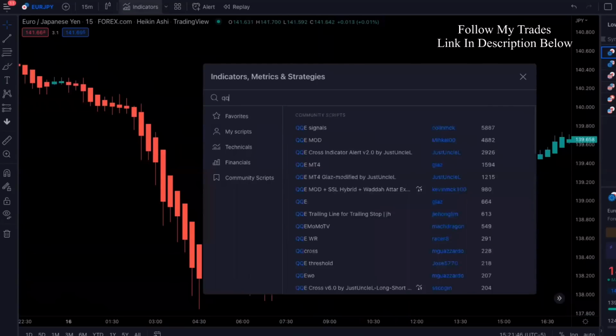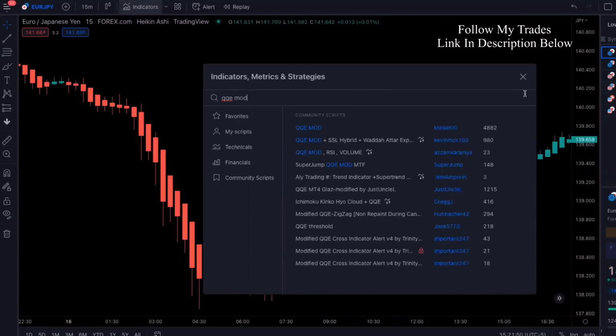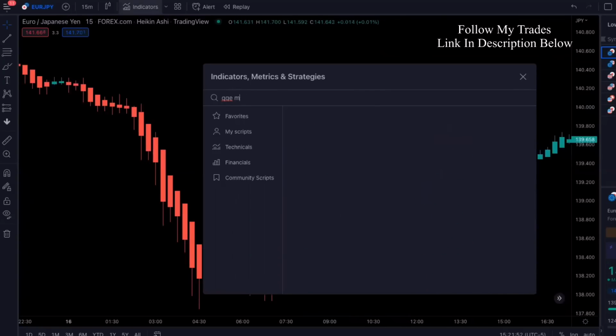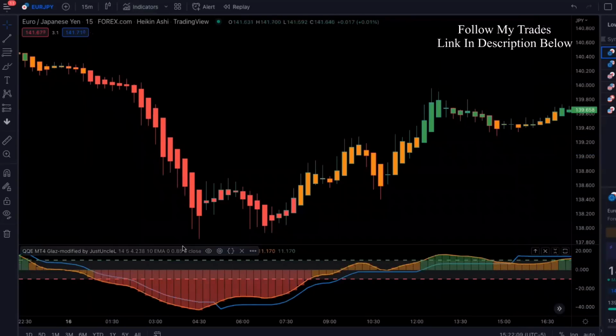So remember the QQE mod that we used to use that so many people know about? And guess what? We're not using that one. We're using the QQE threshold, the one by Jose 5770. See how low that number is? Not a lot of people know about this one. We're going to add that and we're going to make some changes to the settings.